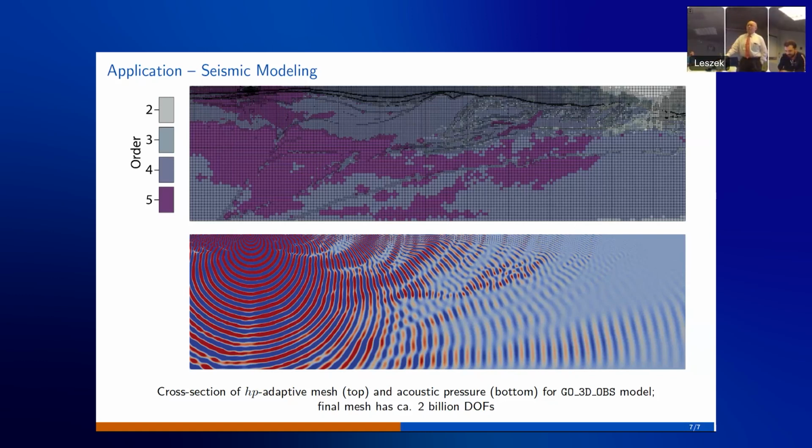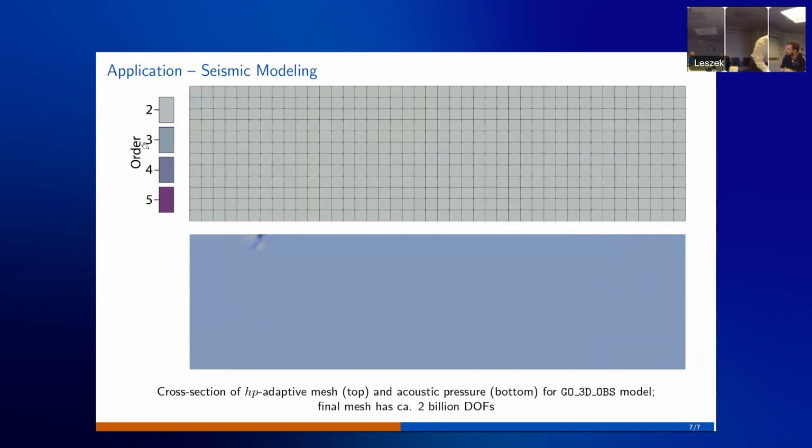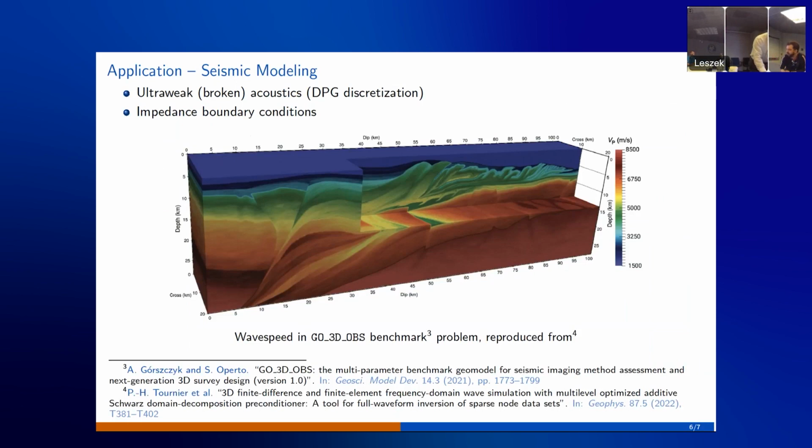In this result, is this a 2D slab of a 3D simulation? Yes, this is all 3D, full 3D simulation. And what you showed before were the different properties. Before, you mean what? The previous slide. No, this is the problem setting. Each color here corresponds to a different wave speed. This is 3D acoustics.